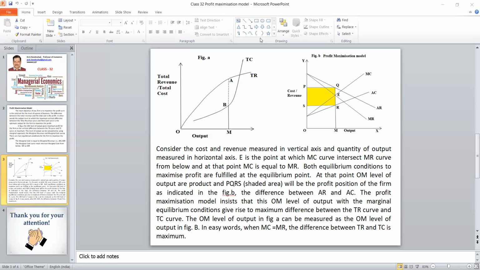You have to complete the answer like this. Both diagrams are important. Without drawing the first diagram, don't go for the second diagram, because that is the base. We want to prove that AB in figure A is the maximum distance between TR and TC. For that only, figure B is drawn.